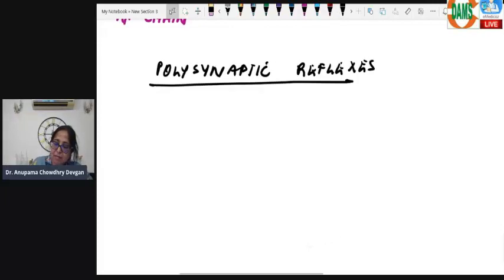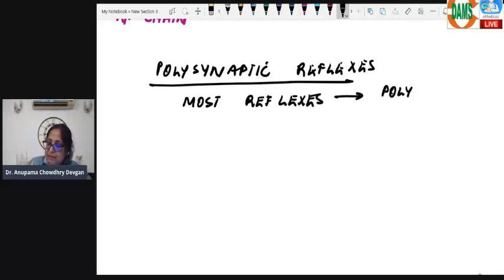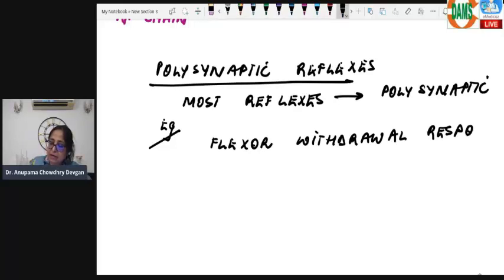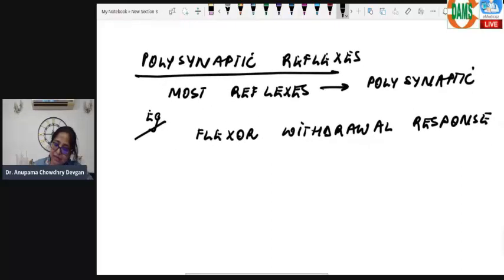Polysynaptic reflexes, like I said, most reflexes are polysynaptic. Yes? Most reflexes are polysynaptic. Examples of polysynaptic spinal reflexes, for example, the flexor withdrawal response. This is a polysynaptic reflex. Painful stimulus. There is a withdrawal of that limb. Flexor withdrawal response. It is a polysynaptic reflex.